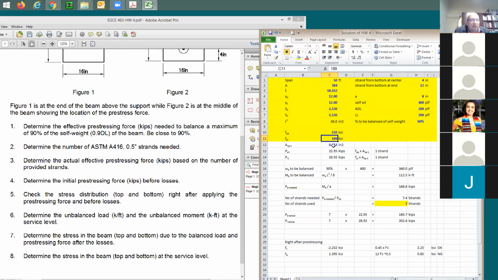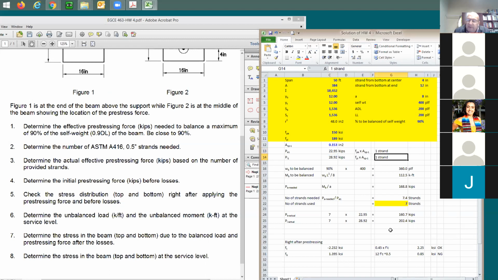One strand is gonna be 0.153 square inches, which means effectively each one of these strands is gonna be 150 times 0.153. I have it here. How about PI? This is gonna be for only one strand. It's gonna be equal to 189 times the cross-section area, which means you take each strand and pull it with 28.92 kips. And then after it relaxes a little bit and the losses, it's gonna drop down to 22.95. So this is gonna be for one strand. I said, okay, good. And here's the equation for it. I made myself very clear on this.